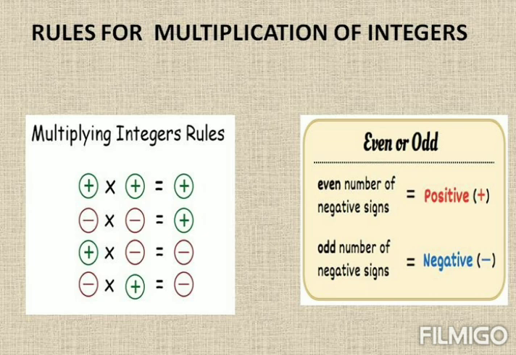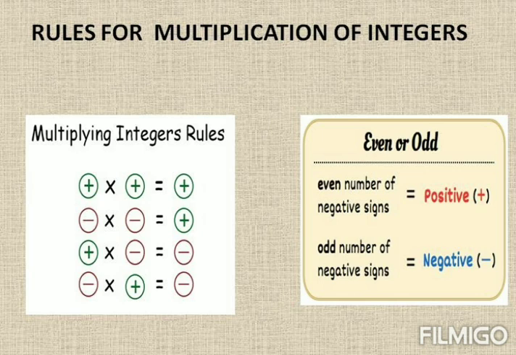See children, if the signs are the same, the product will be positive. If the signs are different, the product will be negative. If there is an even number of negative signs, then their product will be positive. If there is an odd number of negative signs, their product will be negative.